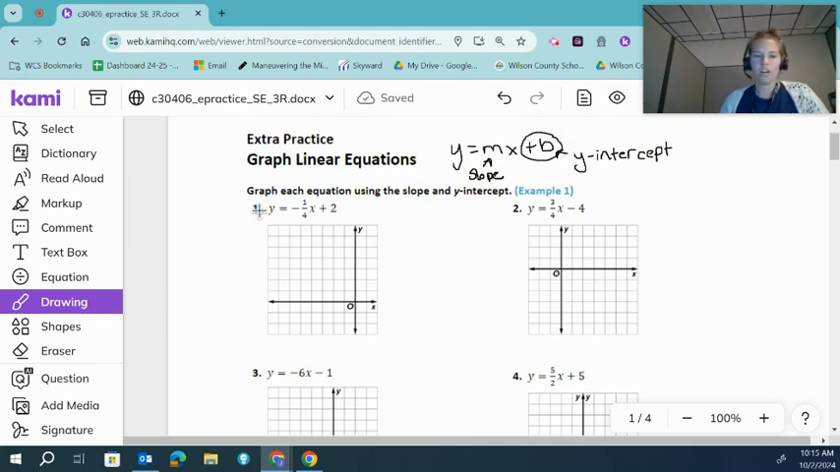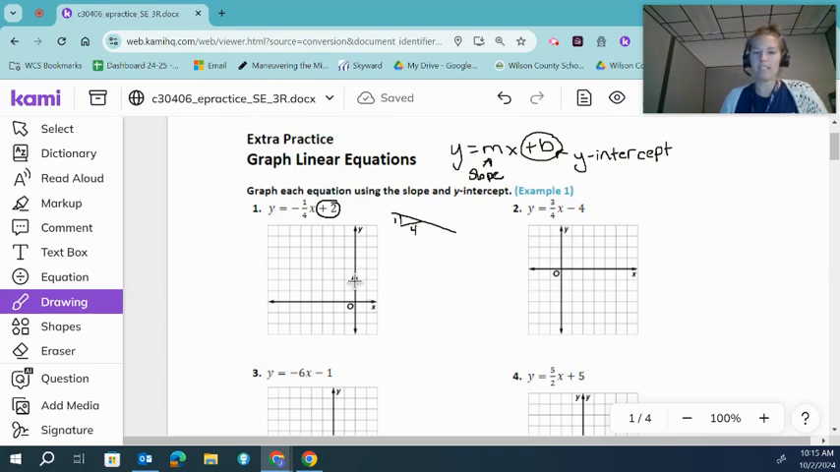We are going to find our y-intercept in our equation, which in this first one is going to be positive 2. I'm going to make a point at positive 2 on my y-axis because this is my y-intercept. So I know the line is going to go through that point. Then it tells me my slope is negative 1/4. So I know my line is going to look like a negative slope, and it's going to go a rise of 1 and a run of 4.